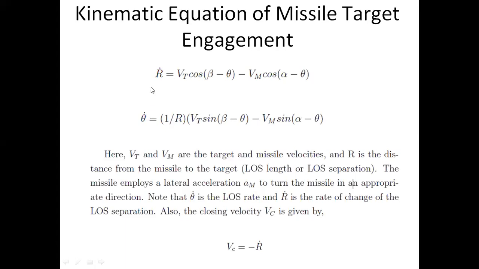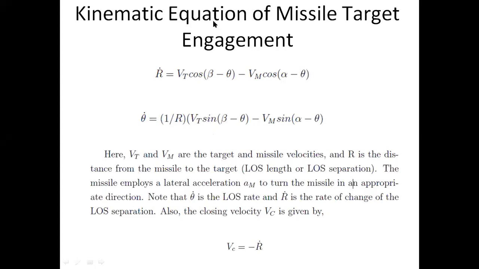Now we know that VC, the closing velocity, is equal to negative of R dot, because both are coming toward each other. That is why the negative sign is taken. So closing velocity becomes Vm cos(alpha minus theta) minus Vt cos(beta minus theta). That is simply the velocity components of the missile and the target in the direction of the line of sight, and theta dot can be found using the range equation and the velocity components.